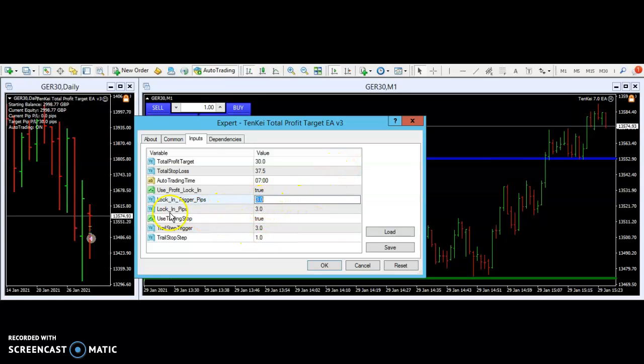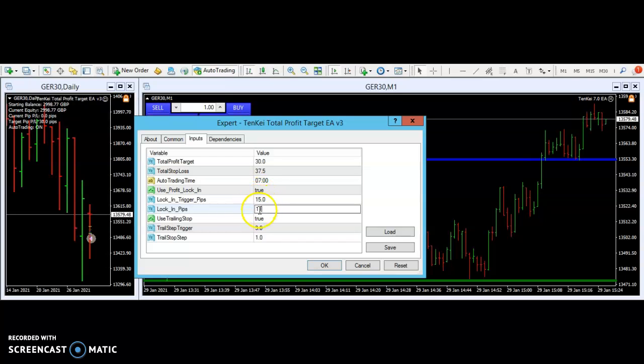So you may want to set this trigger to, say, 15. So the trigger will set off at 15, but you don't necessarily have to lock in 15. You can say, okay, once it gets to 15, set the trigger off, but please lock in 11. So once it gets to 15, you've got 11, which is safe. That's in the bank, right? Pips, points, money in the bank. And then once it gets to that point, you can ask, well, do you want it to trail?